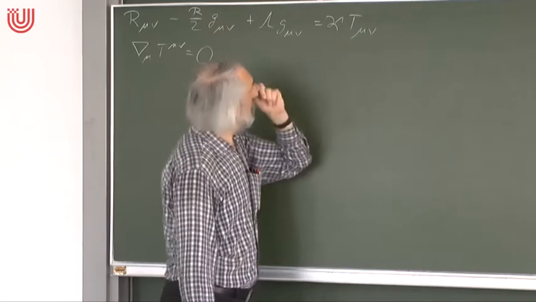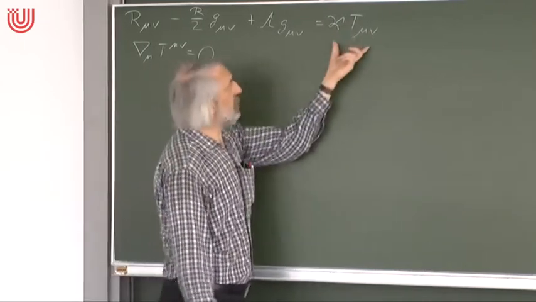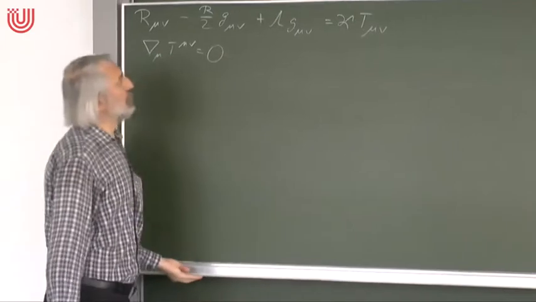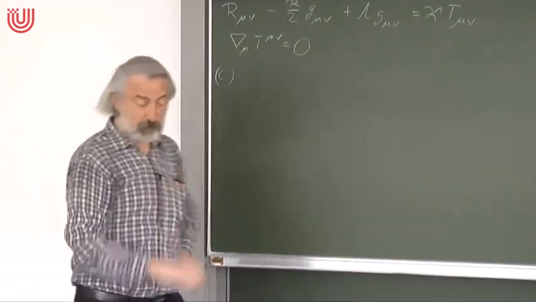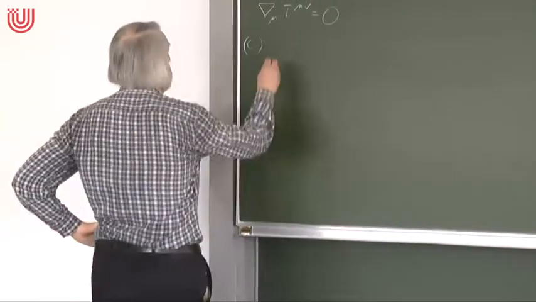Then the second thing I mentioned was an electromagnetic field, where this has a structure of an electromagnetic field. And the third example we want to discuss, which is actually the most important one in view of cosmology, is a perfect fluid.